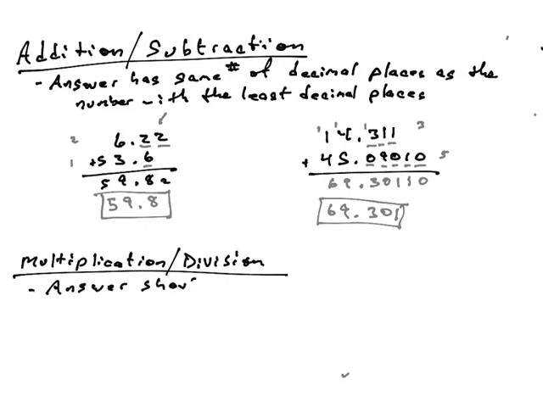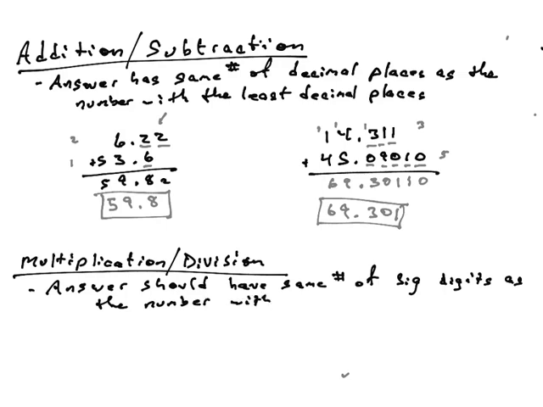So the answer should have the same number of significant digits as the number with the least significant digits.